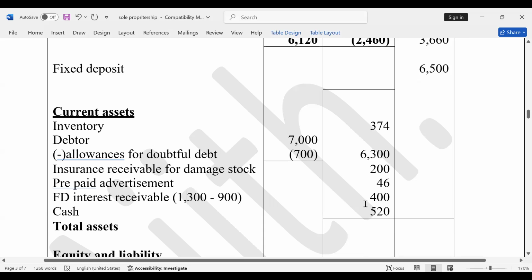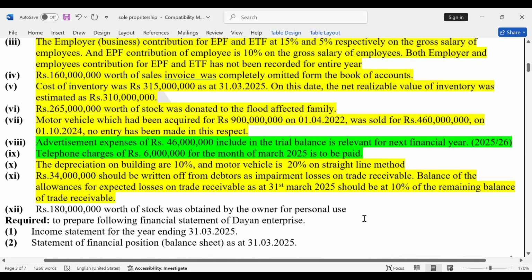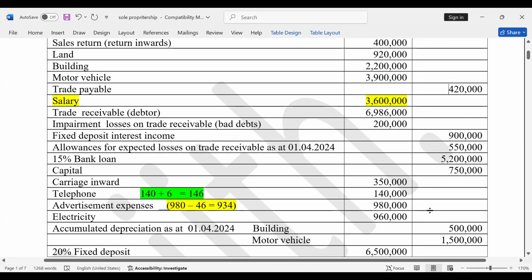Then complete the trial balance from the beginning. Bank loan we have discussed. Purchase goes under cost of sales calculation. Purchase return also goes under cost of sales calculation. Sales we have discussed. Opening stock goes under cost of sales calculation. Cash we have discussed. Sales return should also be deducted from sales. Then land and building we have discussed. Trade payable is a current liability. Complete the trial balance now.